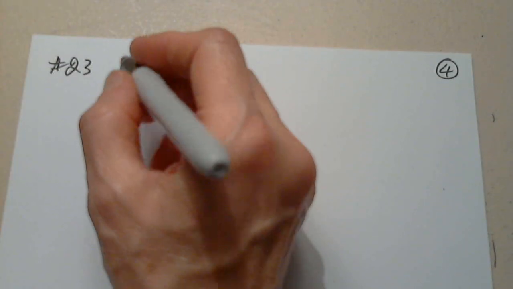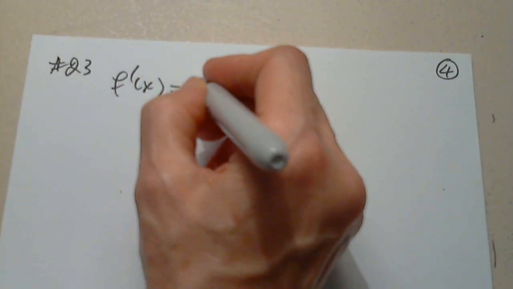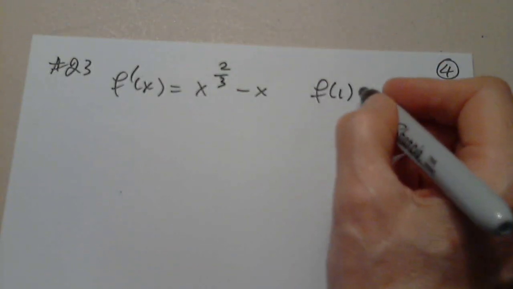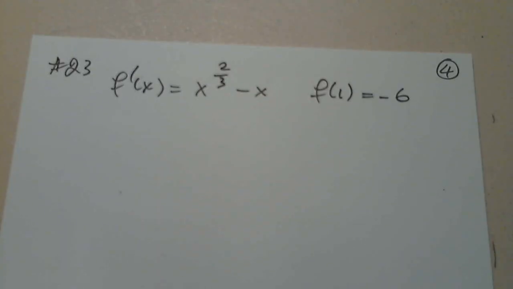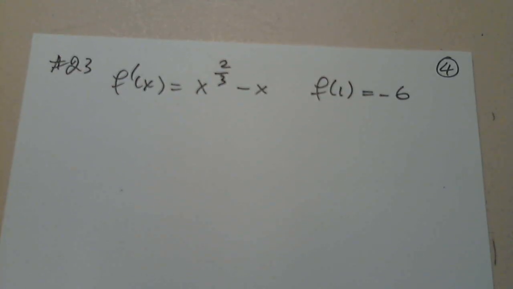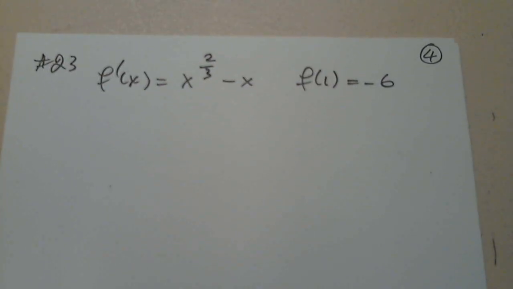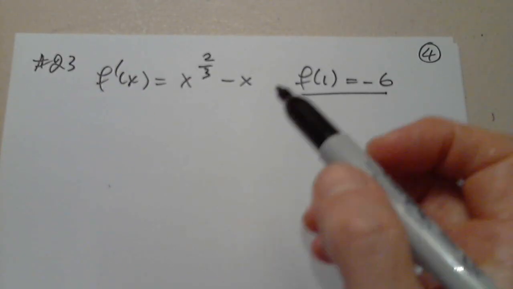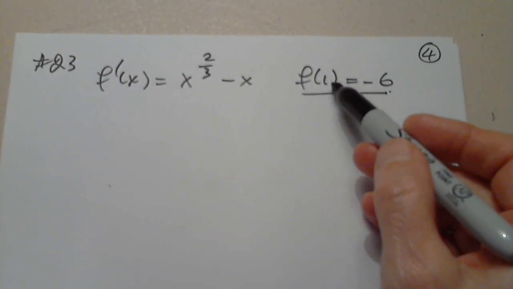Let's look at 23. So we have f prime of x equals x to 2/3 minus x, and they are telling us f of 1 is negative 6. So again, nothing new still. This is chapter 4. They're asking us to find the most general antiderivative and also find the unique function that satisfies this condition. What is the condition? y is negative 6 when x is 1.